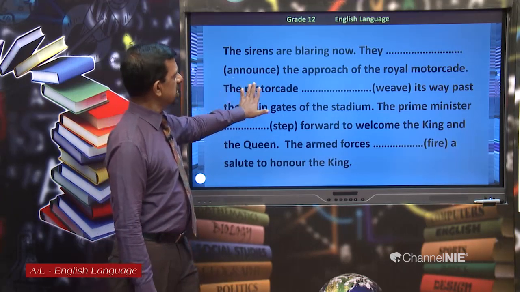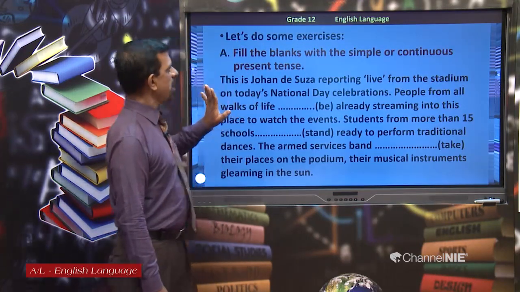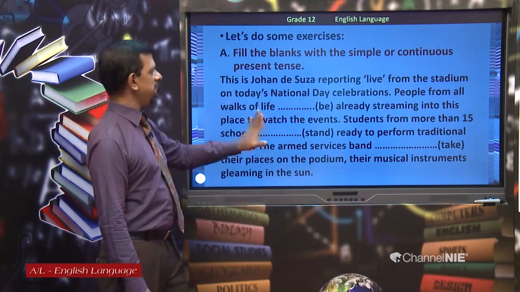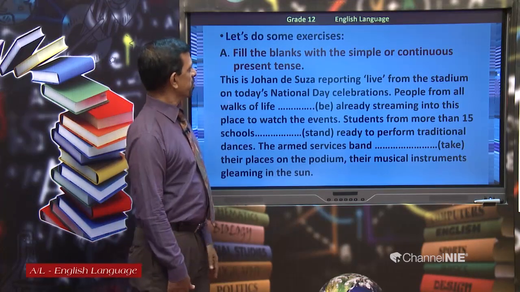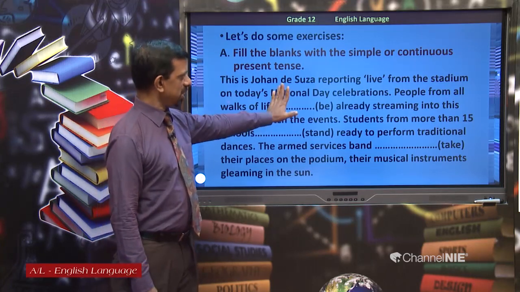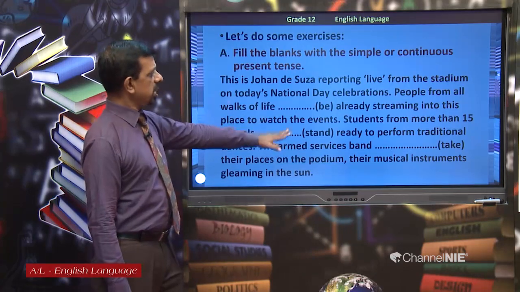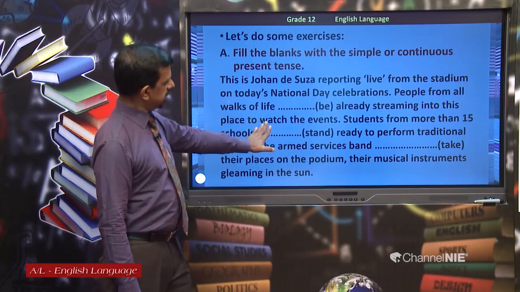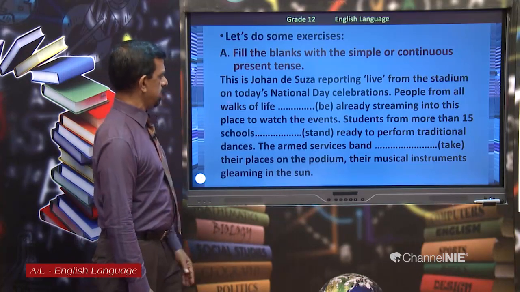So, this exercise we did mainly to practice present continuous form, but still for all you can use simple present tense also in certain places. What are the places we can use simple present tense here? People from all walks of life are here, there is no change, are already streaming into this place to watch the event. Students from more than 15 schools stand ready to perform traditional dances.